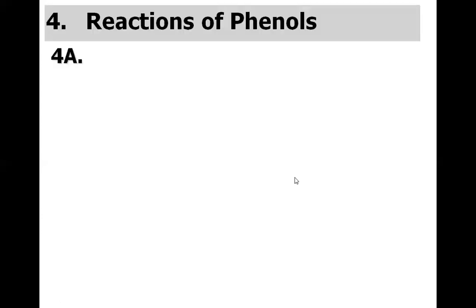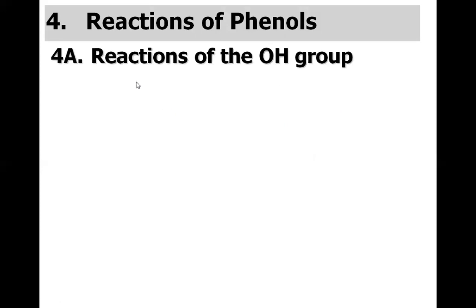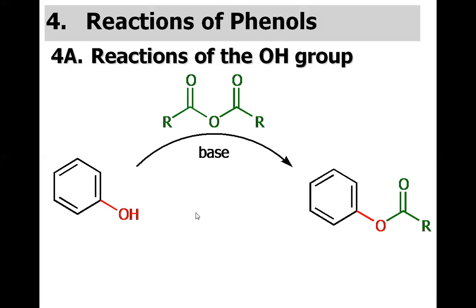Now let us discuss the reactions of phenols. Under this heading, we first discuss reactions due to the hydroxy group. So you know that when we treat the phenol with the acid anhydride, we have the O-acylated product, and this O-acylated product may also be achieved by treating the phenol with the acid chloride. Both will give us the same acyl group on the oxygen.